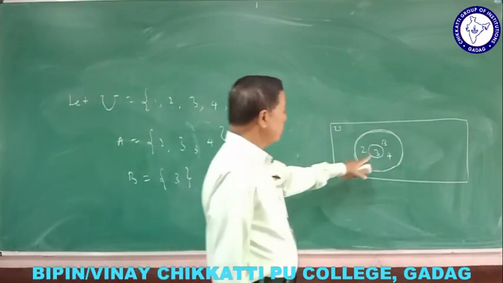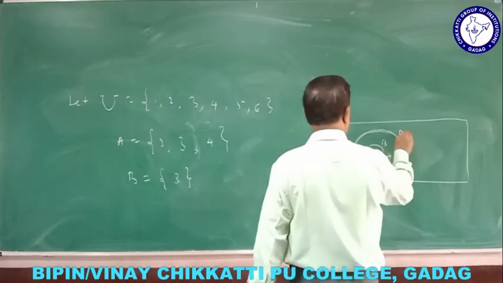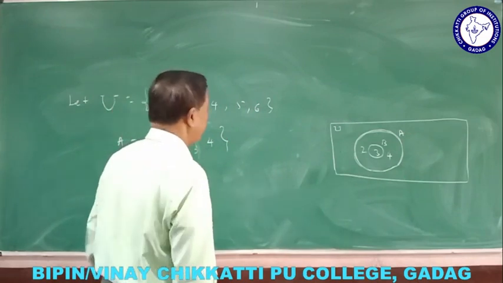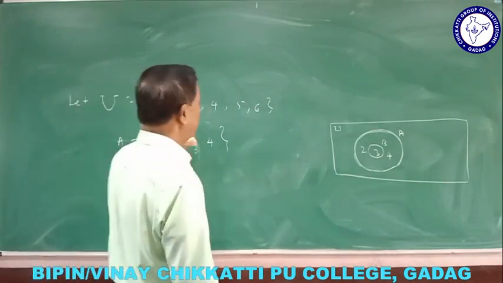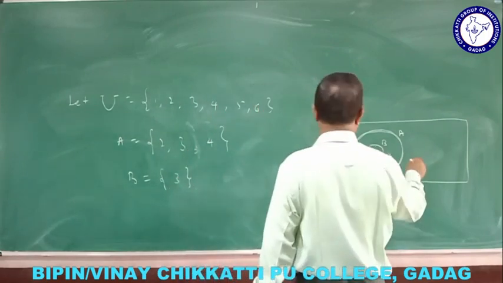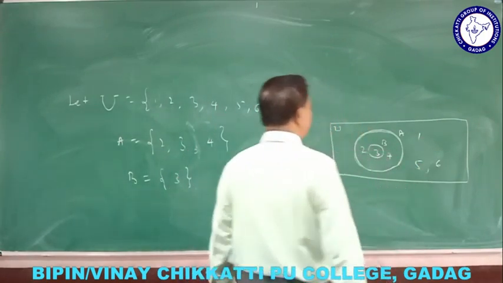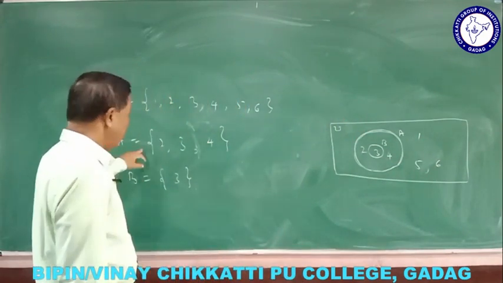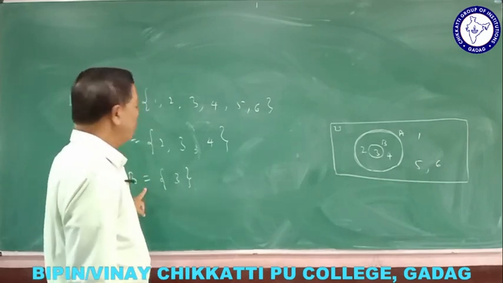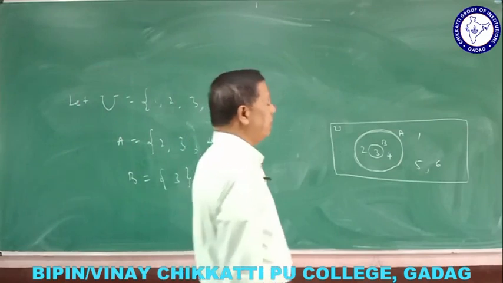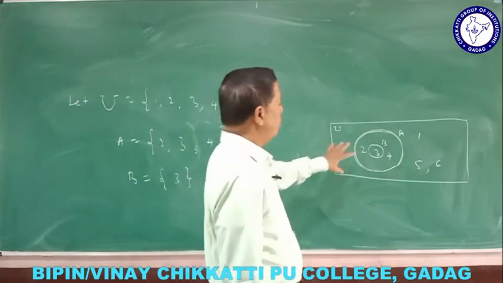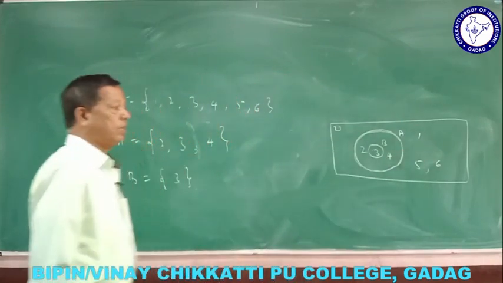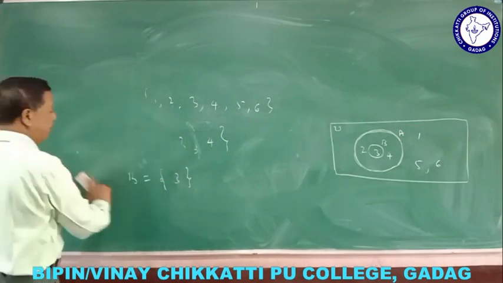Try to understand how we represent the elements: the element 3 is entered in the circle B, and 2, 3, 4 are in the circle A, and the remaining elements, 1, 5, 6, are written outside. In the universal set you see 1, 2, 3, 4, 5, 6, whereas A is {2, 3, 4} and B is only {3}. This is a way of representing the Venn diagrams, and try to understand how we represent B as a subset of A, which is a subset of the universal set U.